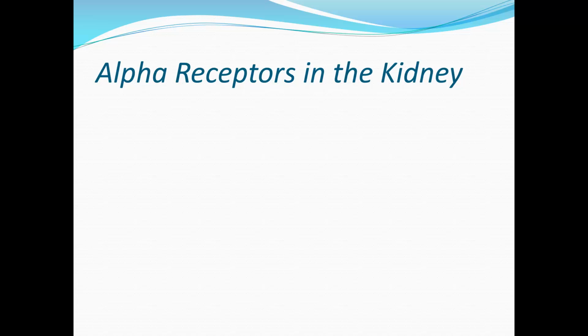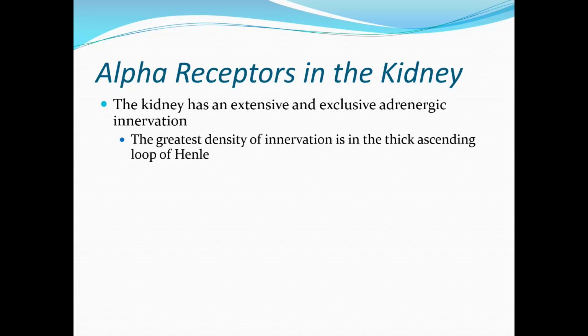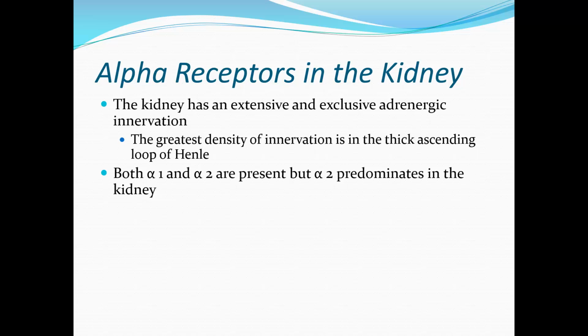What about kidneys? The kidneys have an exclusive adrenergic innervation. So there is no cholinergic innervation to the kidney, it's adrenergic. The greatest concentration of innervation is in the thick ascending loop of Henle. Both alpha 1 and alpha 2 are present there, but there is a higher preponderance of alpha 2 receptors in the kidney. Now again, we're talking about the kidney itself.